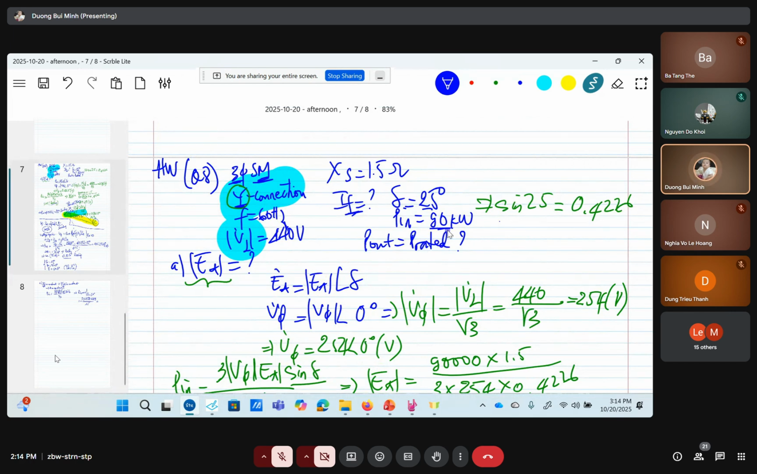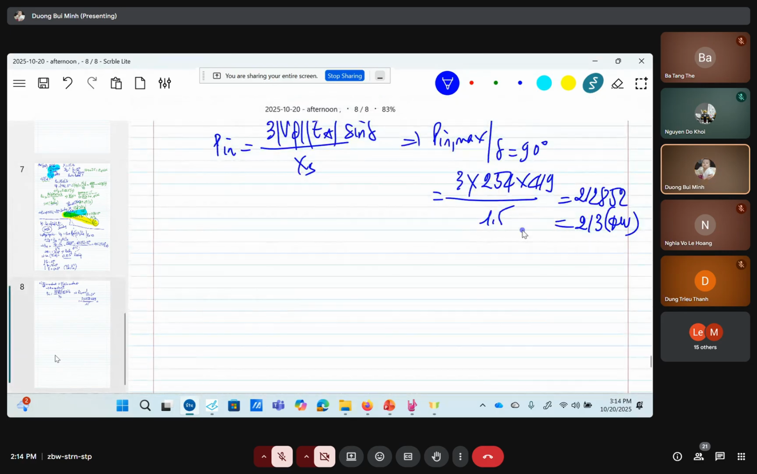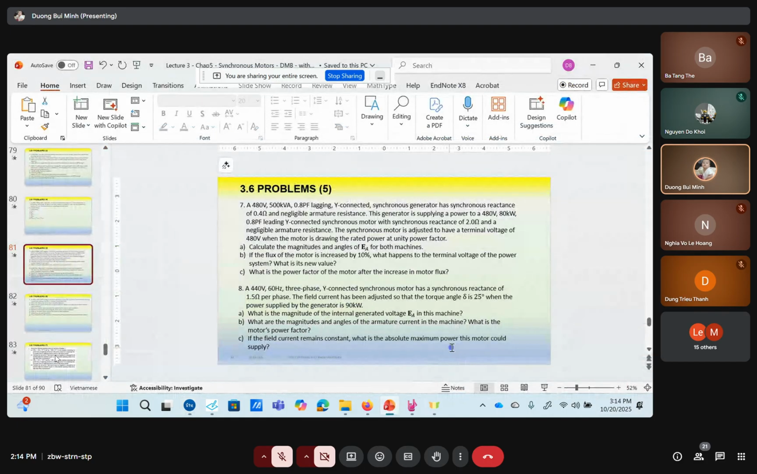This one is not rated. They haven't given us the information about the rated power, but we know the maximum input power will be 213 kilowatt. Okay, so we can answer the question here.